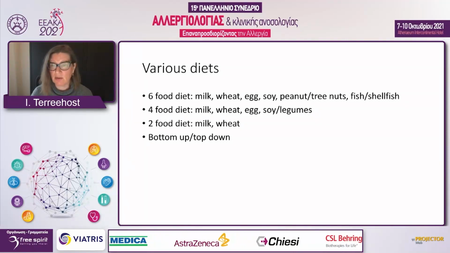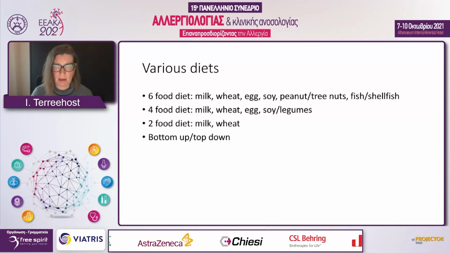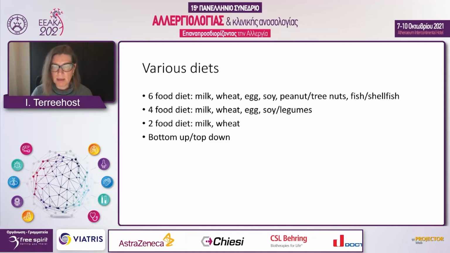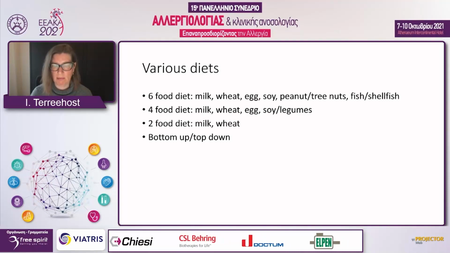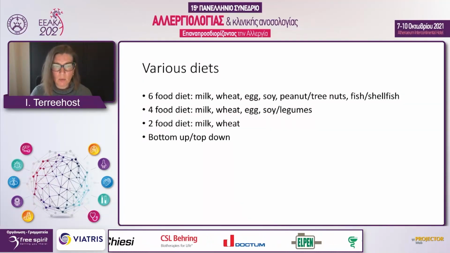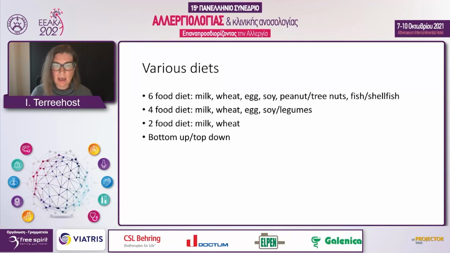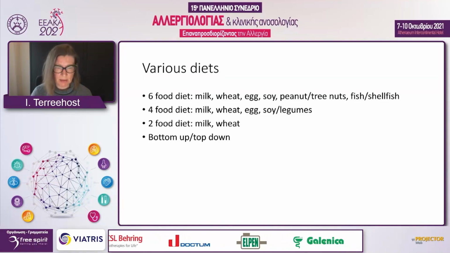The 6-food elimination diet also includes the tree nuts, fish, and shellfish. So when you look at the practical part of that diet, and you think about your own dinner and your breakfast, well, for me, that would have meant that I would have no breakfast this morning. So when it comes to the problems with these diets, it's quite hard to maintain.